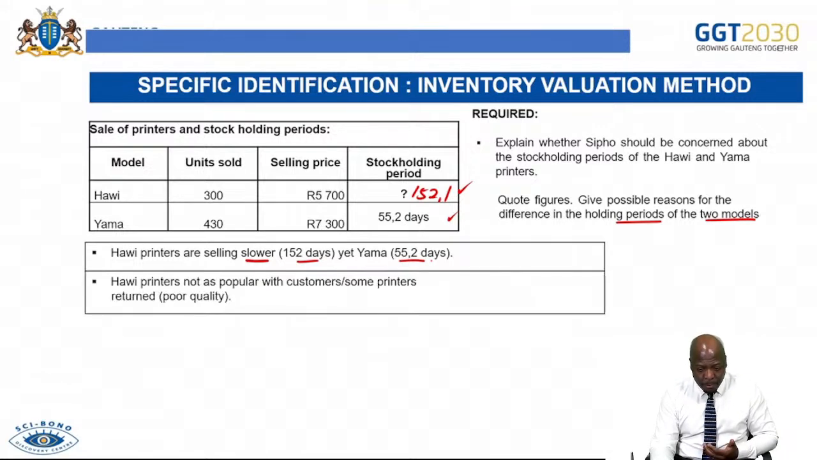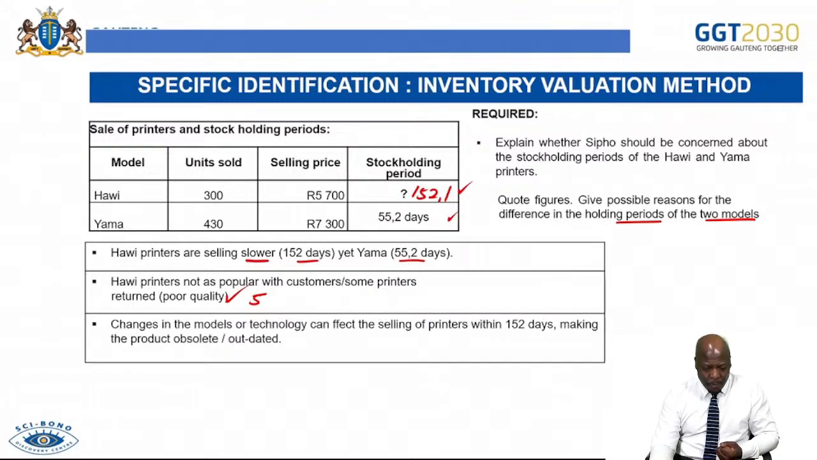So we then say, you will see that the Howie printers are selling very slow, yet the Yama are selling at 55.2 days. The Howie printers are not as popular with customers, all right? And then you can see there were those 5 units that we returned. That means they may be of poor quality. So that is something that we also need to look into.